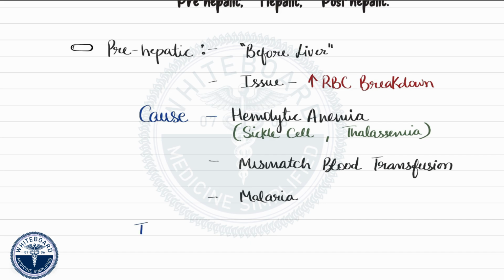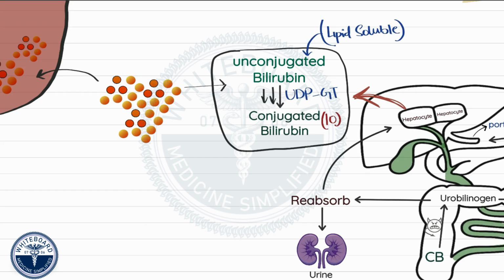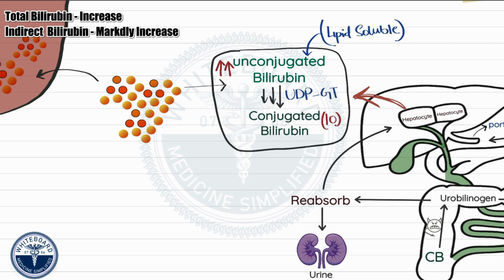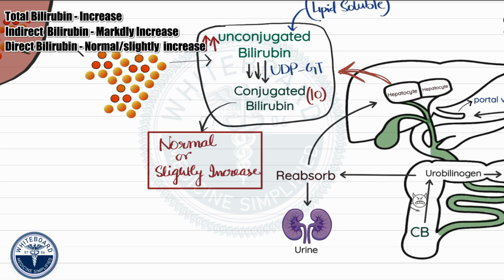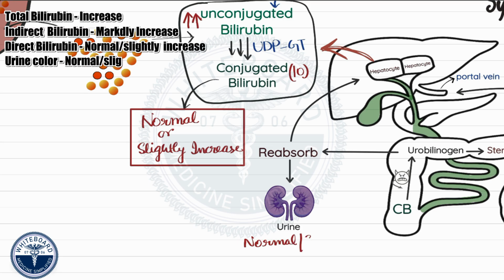Now the investigations to confirm prehepatic jaundice and hemolysis. The total bilirubin level is increased. The indirect bilirubin is markedly increased. Direct bilirubin is normal or slightly increased, as the problem is not in the liver but due to the excessive breakdown of RBCs. In prehepatic jaundice, the urine color is usually normal or slightly dark, but not the classic cola-colored urine seen in hepatic or post-hepatic jaundice.